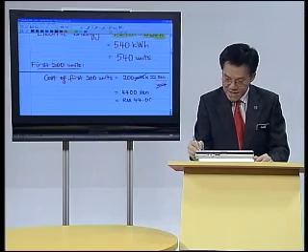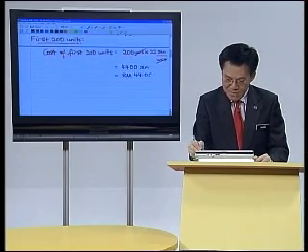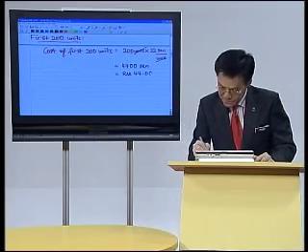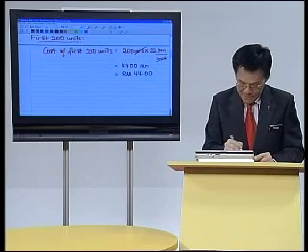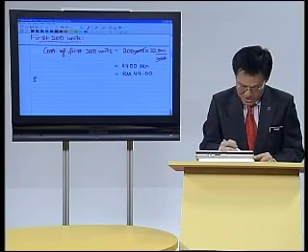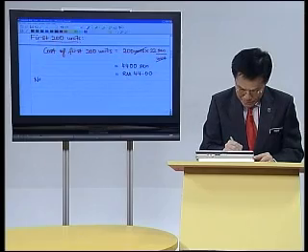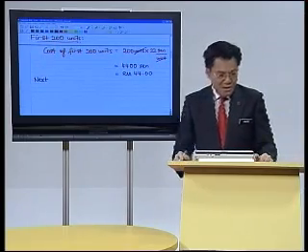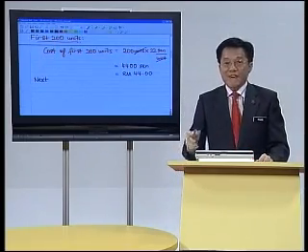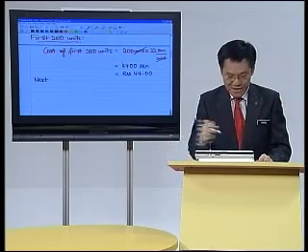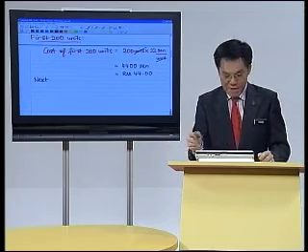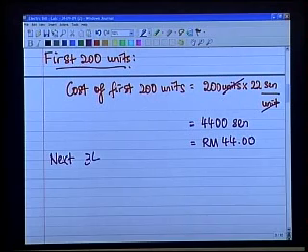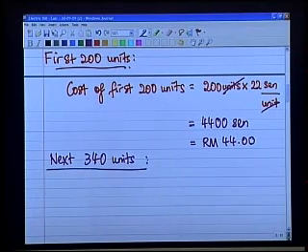Alright, let's go on to the second step now. It's very simple. Now the second step is, I write down the next. I have used up 540 units. First 200 units. What is the balance? The next 340 kilowatt hours, or 340 units of electricity, that is being used.